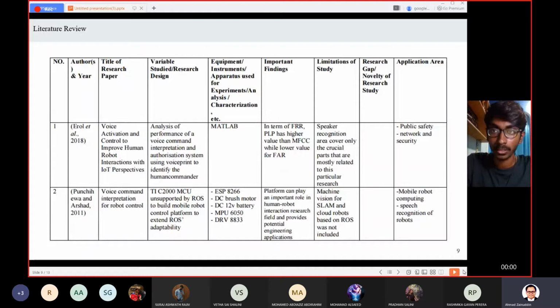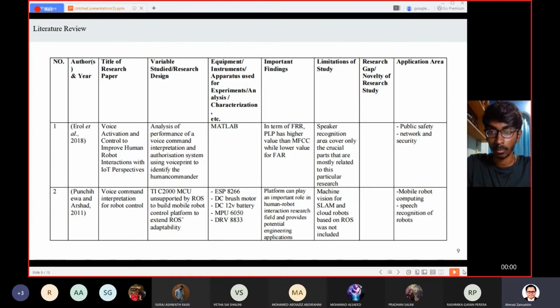Okay, I have given my literature review here, so I'll just go through the important things. The first one is voice activation and control to improve human-robot interactions with IoT perspectives. I'll go through the limitations first. For this research paper, the speaker recognition area covers only the crucial parts that are mostly related to their project. So it's not fully covered. They only covered half of the part which they could find.